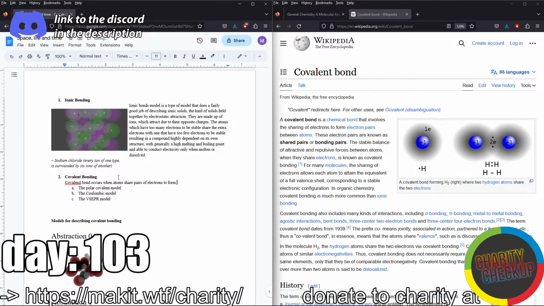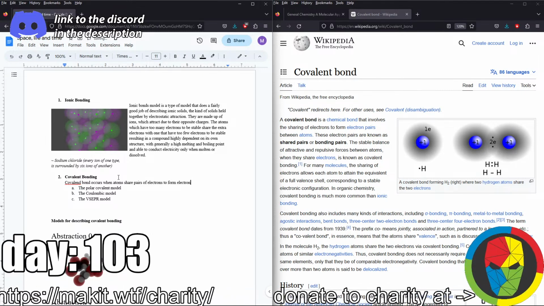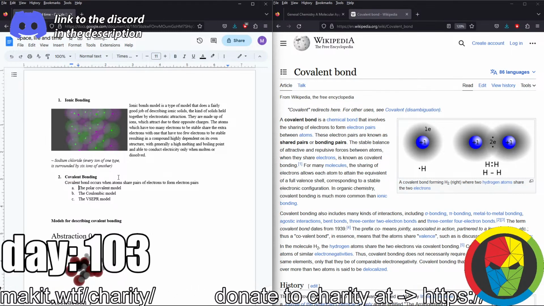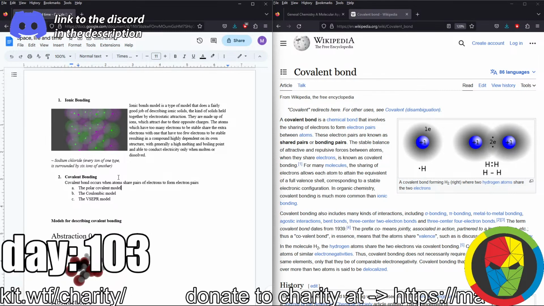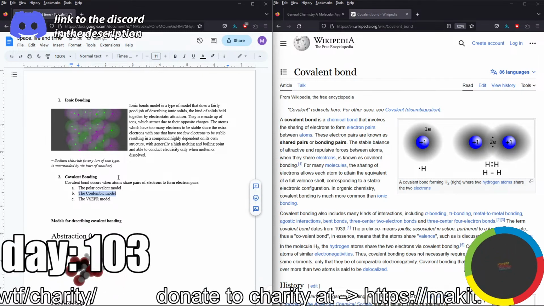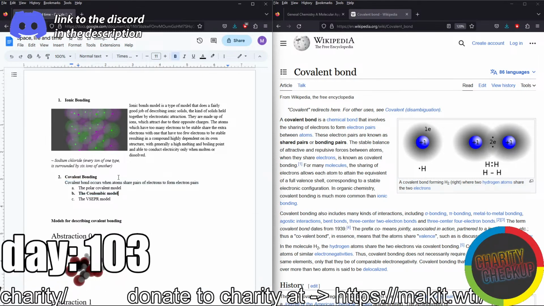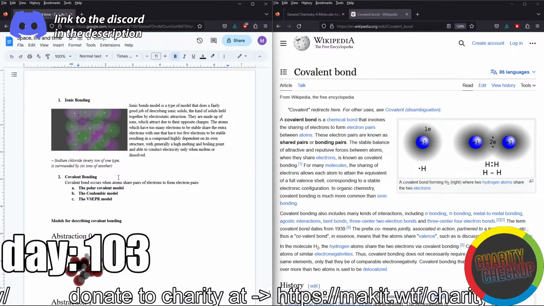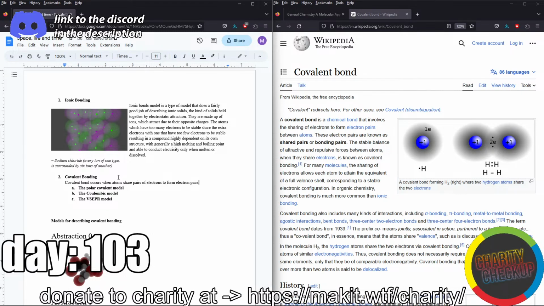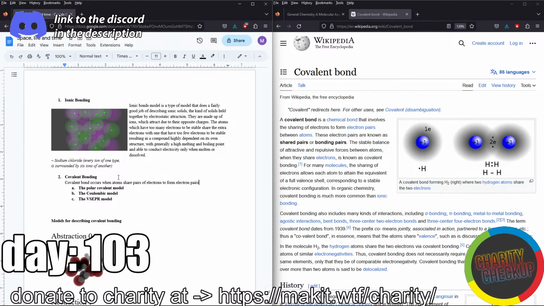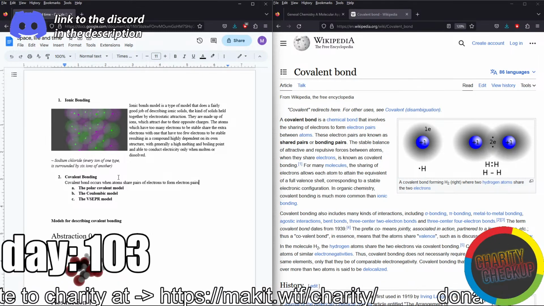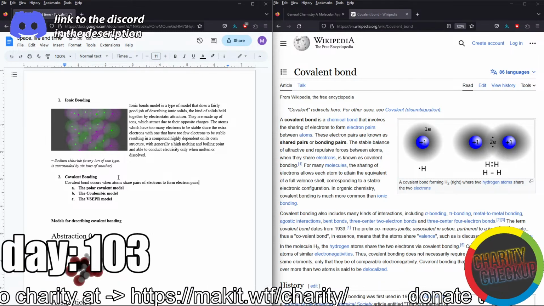To form electron pairs. I totally misspelled covalent here, right? There we go. Electron pairs, which these ones I do believe should be like this. There we go. Now, the stable balance of attractive and opposite forces between atoms when they share electrons is known as covalent bonding.